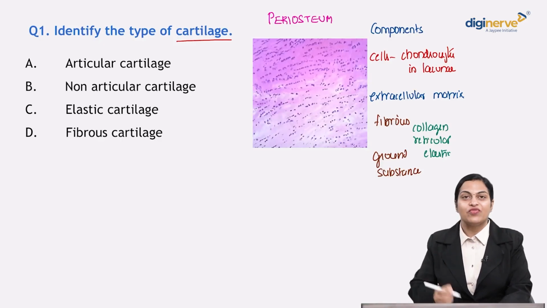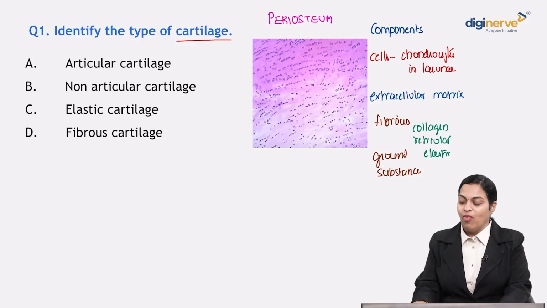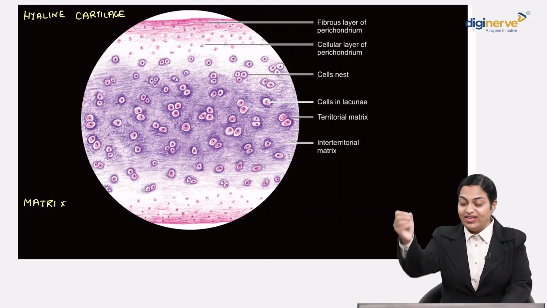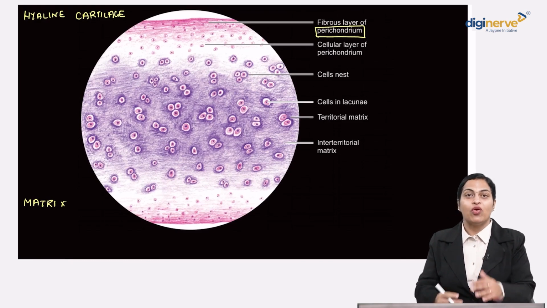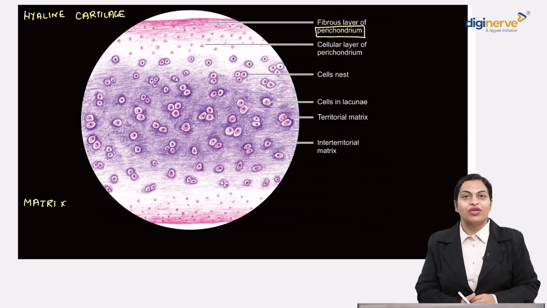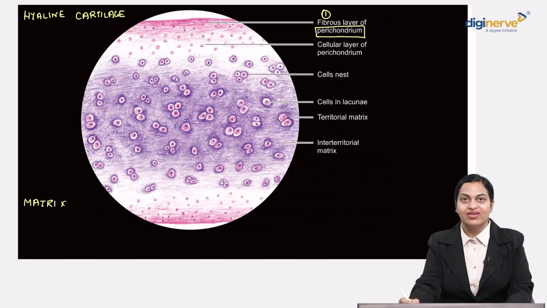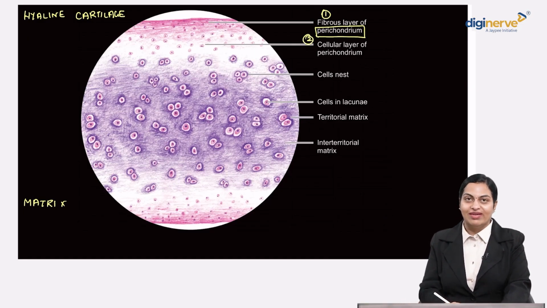What are the three types of cartilage you know? Hyaline cartilage, elastic cartilage, and fibrocartilage. Come on, let us look into it. The hyaline cartilage has a perichondrium, and as I told you, the perichondrium is the outermost layer of the cartilage, isn't it? This perichondrium consists of two layers: an outer fibrous layer made up of collagen fibers and an inner cellular layer.